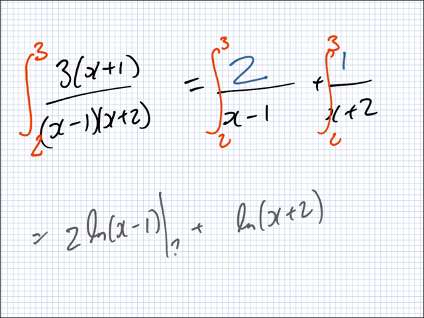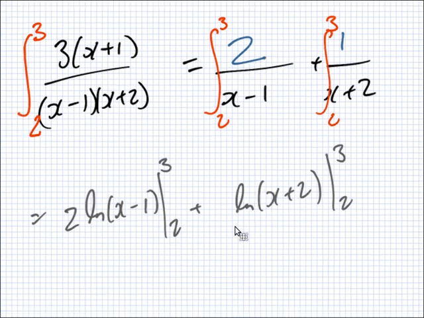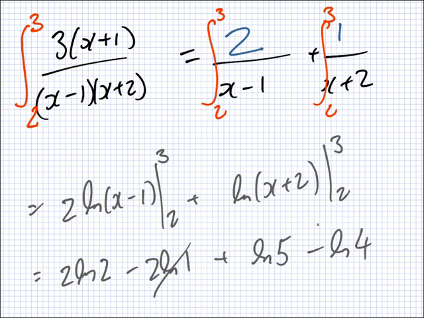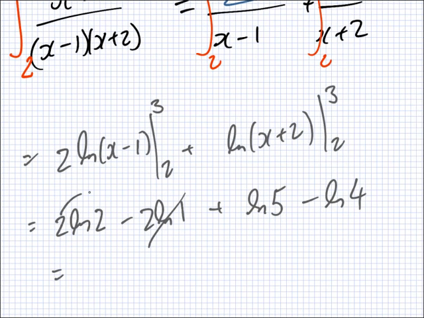We have to put in our limits, 2, 3 and 2, 3. So if I put in 3, what do I get? I get 2 log 2. And if I put in 2, I get minus 2 log 1, which is 0. And here if I put in 3, I get log 5, and then if I put in 2, I get log 4. But no, look, bring the 2 up there. So that's log 4 plus log 5 minus log 4. Log 5. Yeah, the answer is just log 5.